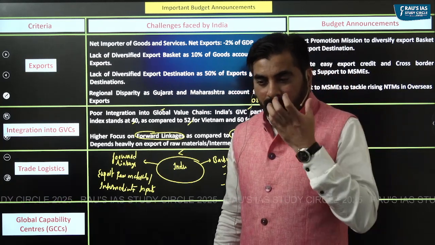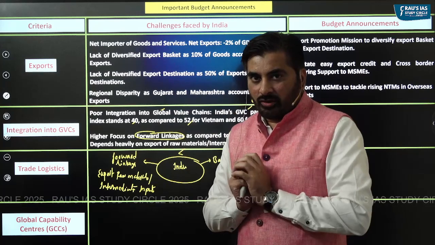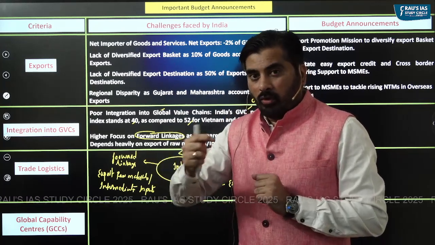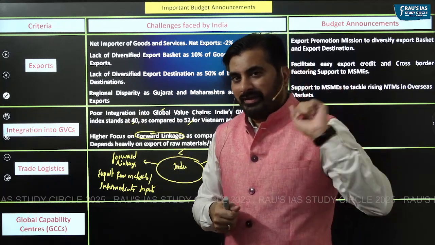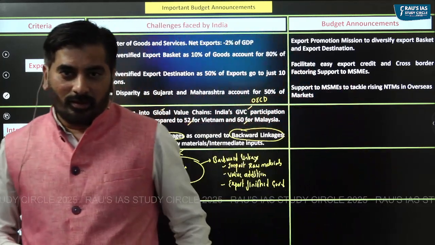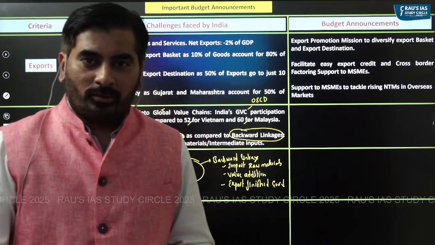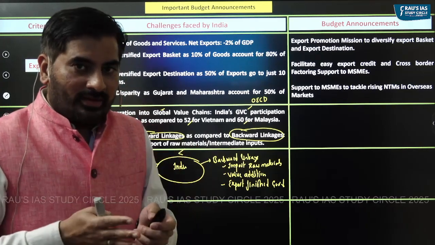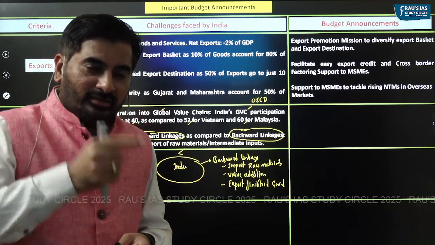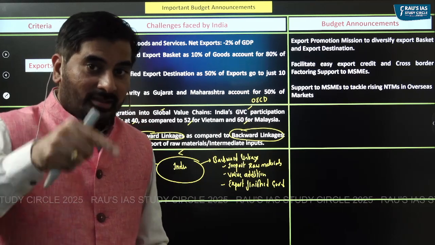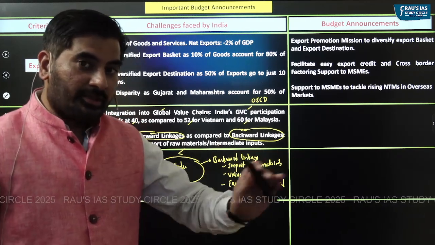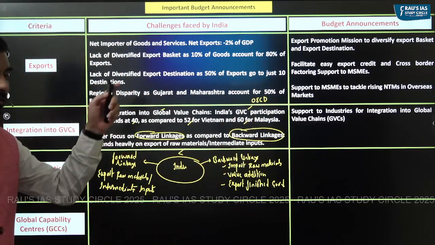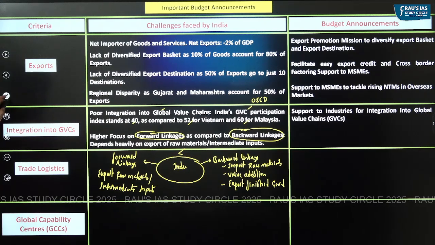So the problem as far as India's participation in global value chains is concerned is that India has focused more on forward linkages rather than backward linkages. So you obviously know what has to be done. India has to improve its participation in GVC. That's the first thing. And secondly, it has to ensure that within GVC, its participation, especially in backward linkages, should increase. That is what the budget has announced.